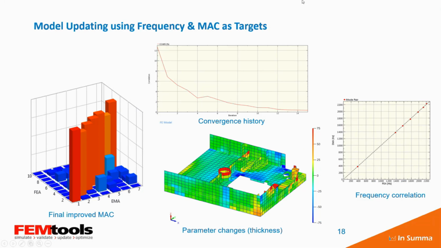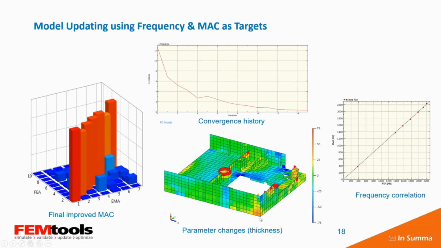Now, after updating, we see the frequency correlation is perfect. We have nice convergence, meaning the objective function is minimized. We're almost at complete correlation. Also in terms of mode shape, we have nice correlation.